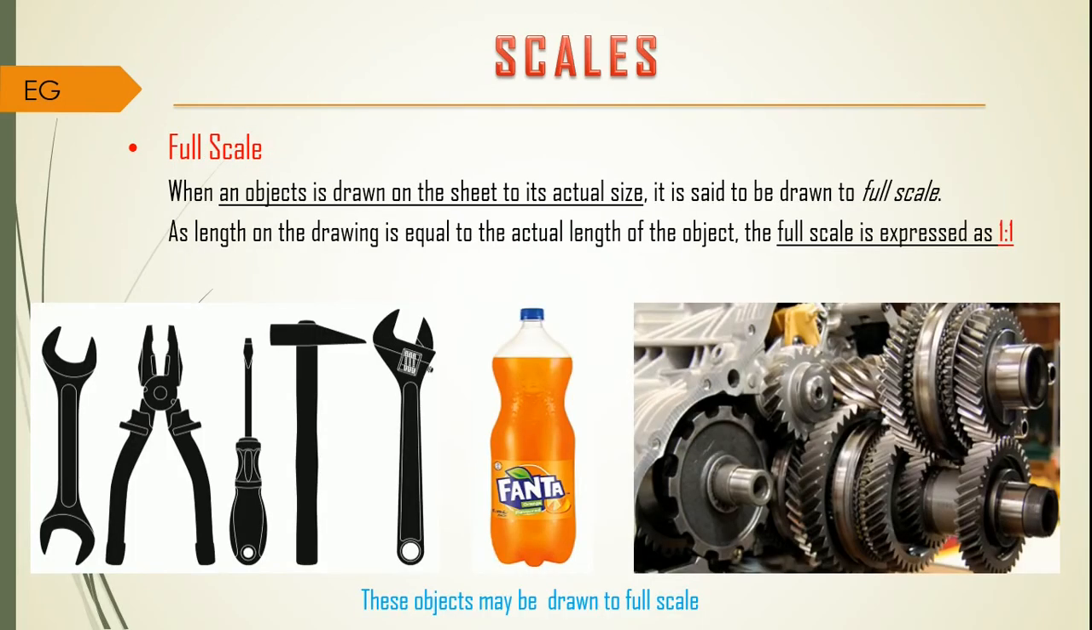And the third one is what? The full scale. The objects which can easily be drawn with their actual shape, the dimension of that gear, the dimension of any product, the spanner and all that, can be drawn with their actual shape. So that is what your full scale, in which you are showing the scale as 1:1. It means what? Treat 1 mm to be drawn as 1 mm. So that is what full scale.